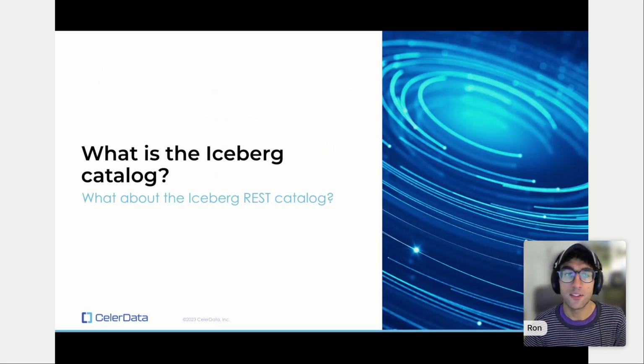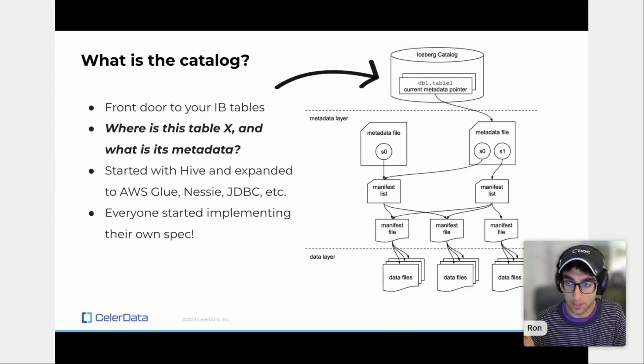So, what is the Iceberg catalog? First and foremost, what about the Iceberg REST catalog? They're not exactly the same thing. So, the catalog itself, at a high level, is pretty much a front door to your Iceberg tables. It holds the current metadata pointer to your metadata layer and their tables, without getting too crazy into the details, because this is not a particular Iceberg architecture webinar.